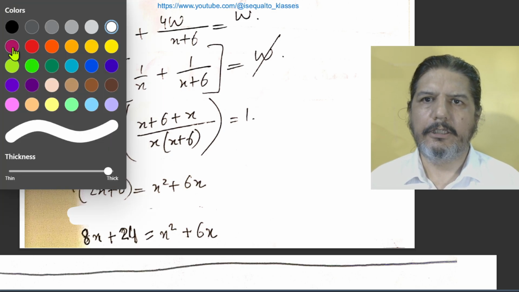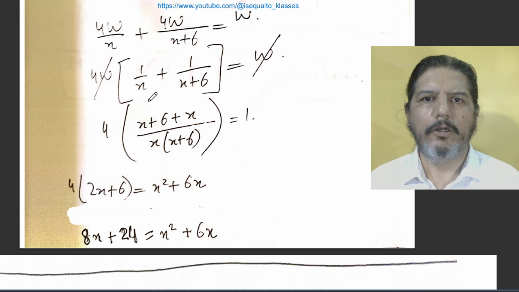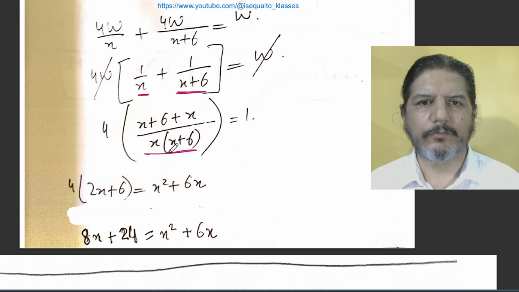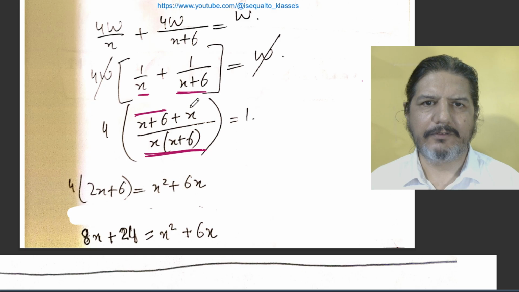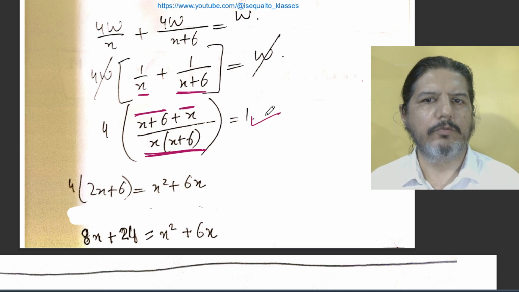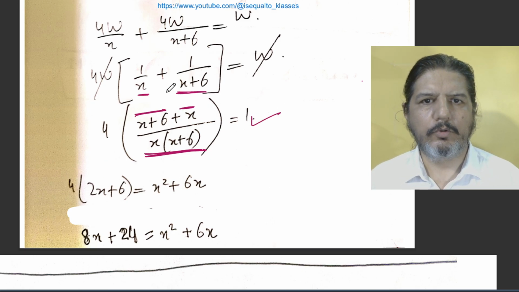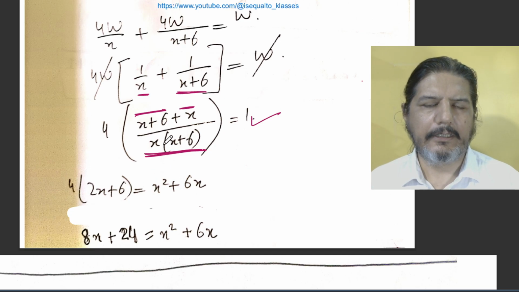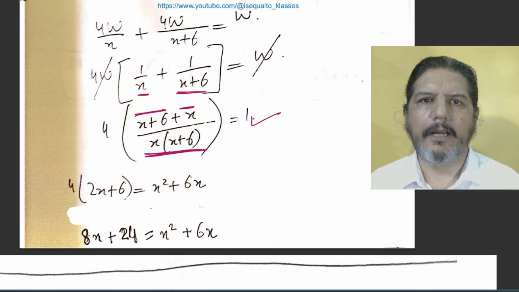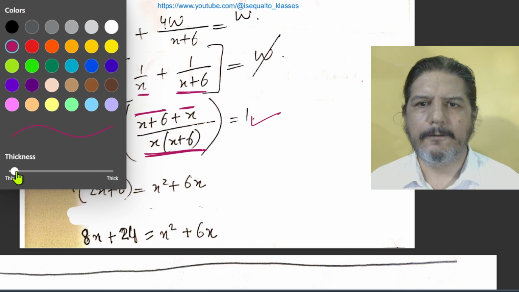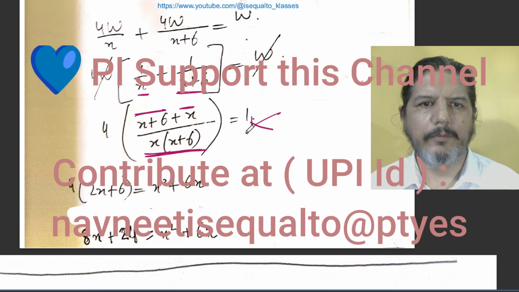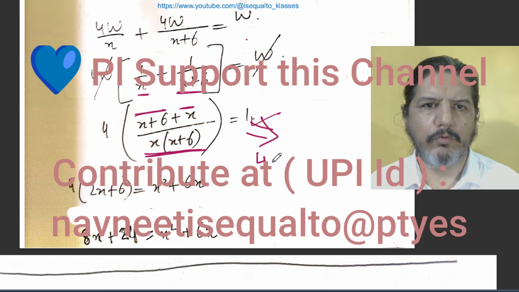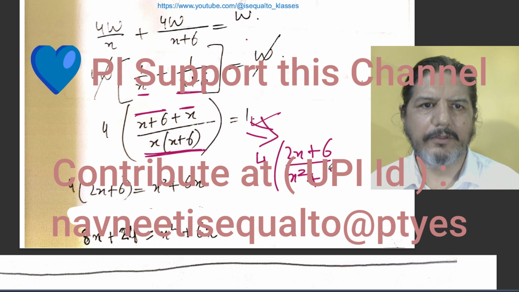When I take this equation, X into X plus 6 is the LCM. So this is X plus 6, this is X, is equal to 1. So 4 into 2X plus 6, and in the denominator, I'll add a step here so that you don't get confused. So this is 4 into (2x plus 6) upon x square plus 6x is equal to 1.